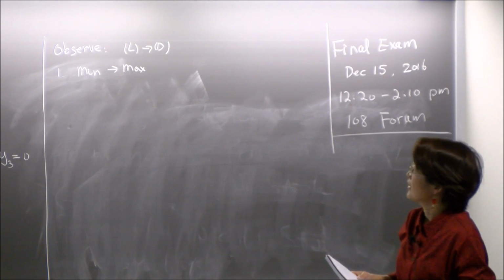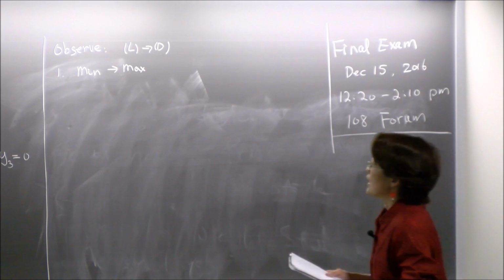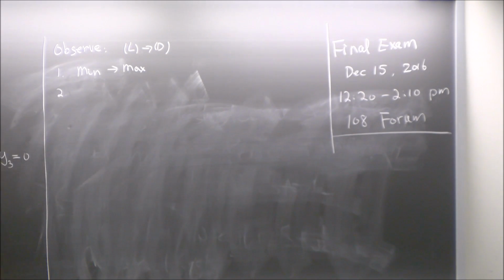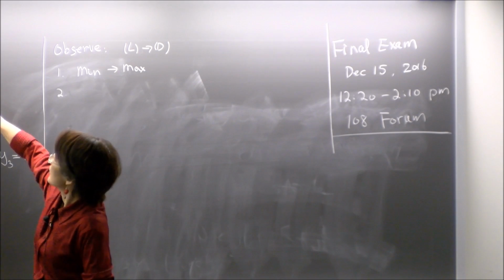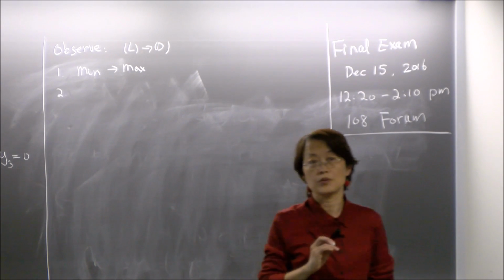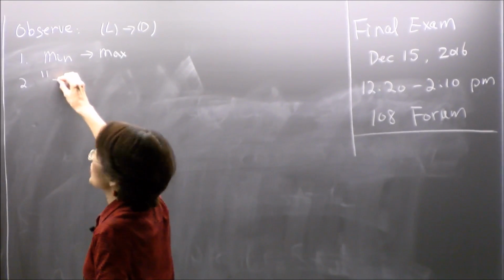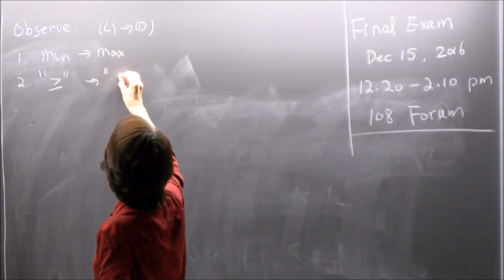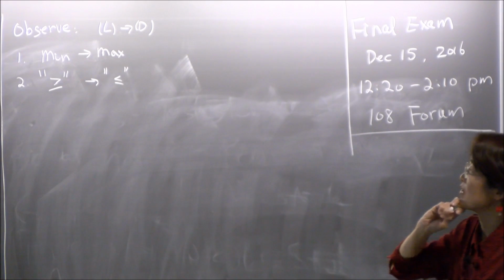Second observation: for the original problem, I have all greater-than-or-equal signs as my constraints, and here they're all changed into less-than-or-equal. So the inequality sign is flipped, isn't it? In this particular example, greater than or equal is changed into less than or equal. That's another obvious observation.